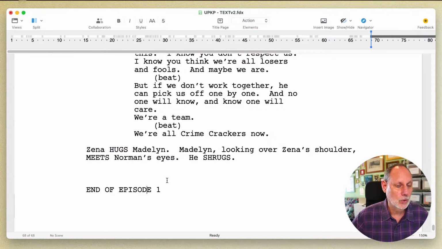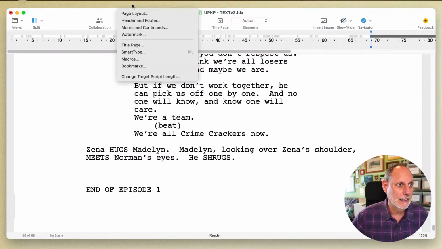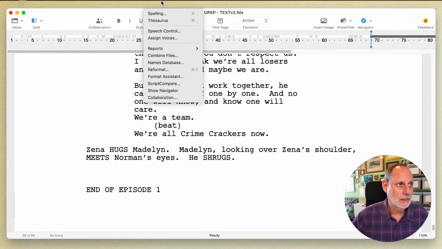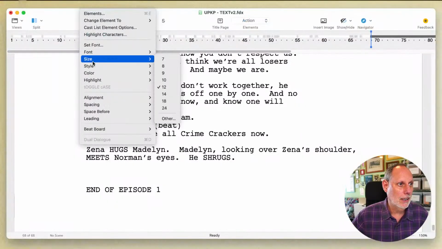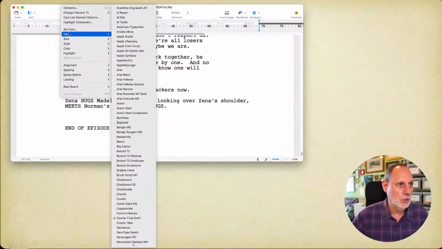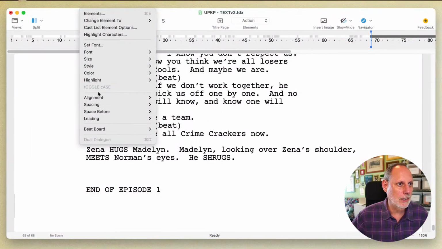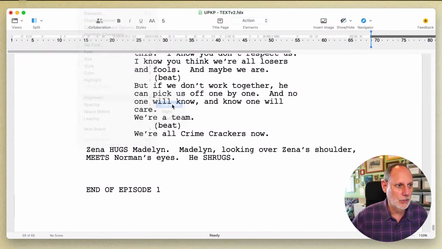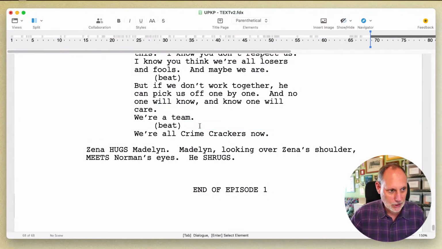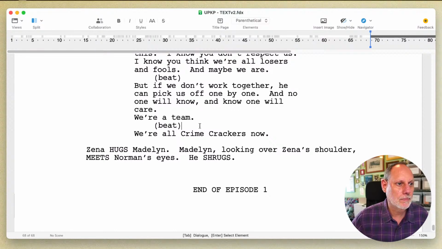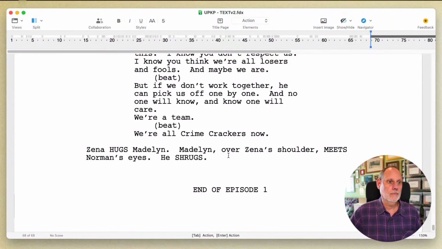Okay. Format. And I'm going to, no. What is this? Format, alignment. There we go. Okay, centered. Boom. Okay. There we go.